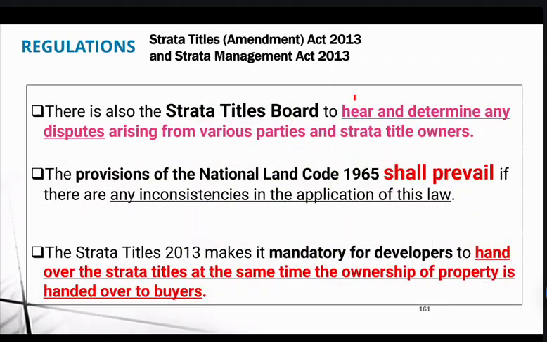Another exam question they'll ask, not yet, but this is what the Strata Title Board is for: to hear and determine any disputes arising from various parties. And the provisions of the National Land Code shall prevail if there are any inconsistencies. And the Strata Title Act makes it mandatory for developers to hand over the strata title at the same time the ownership of the property is handed over to buyers.